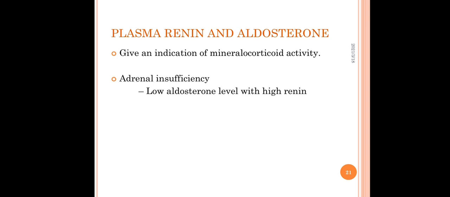Plasma renin and aldosterone give an indication of mineralocorticoid activity. In adrenal insufficiency, low level of aldosterone with high renin. So we do these 2 tests together. If the result is low aldosterone and high renin, this indicates mineralocorticoid insufficiency.